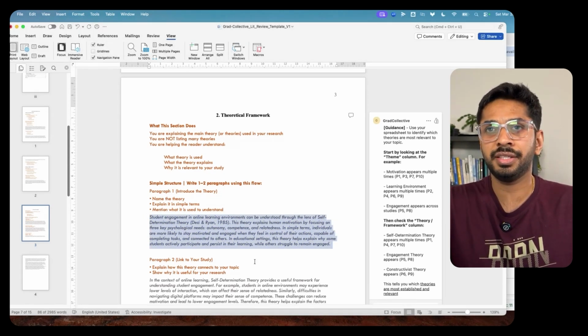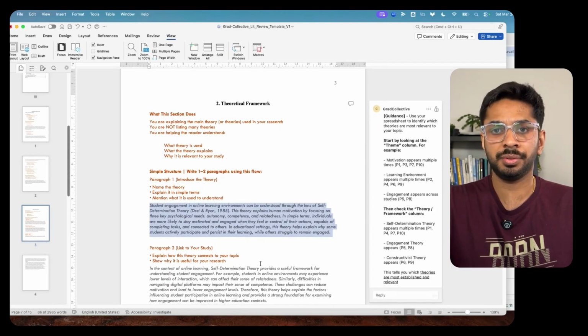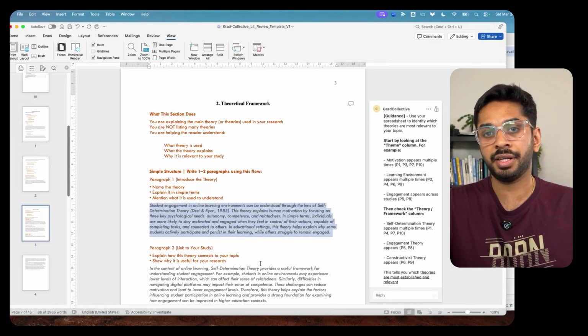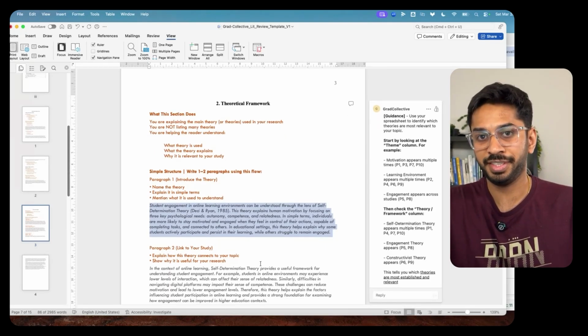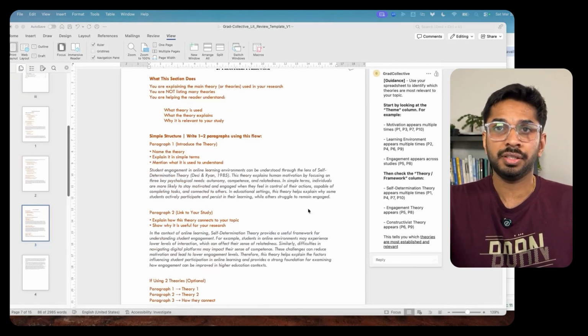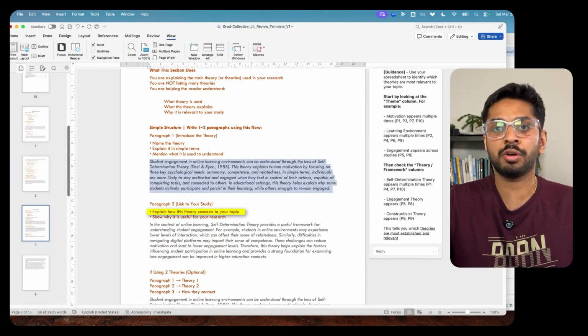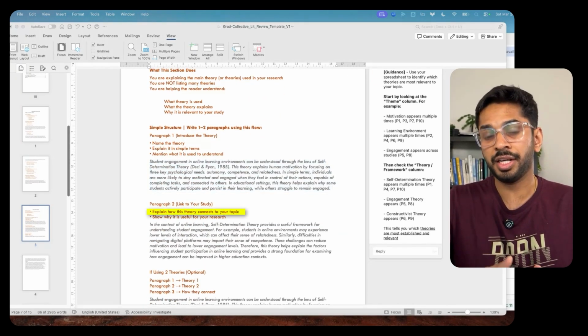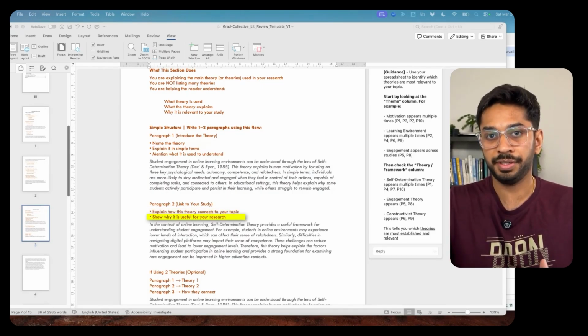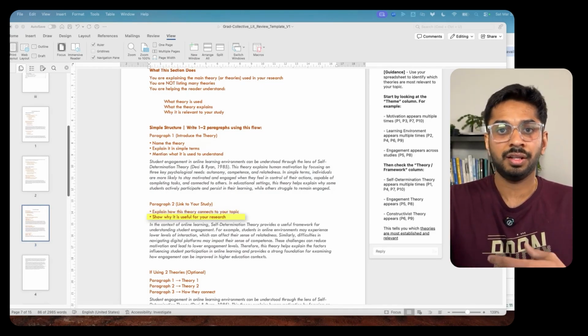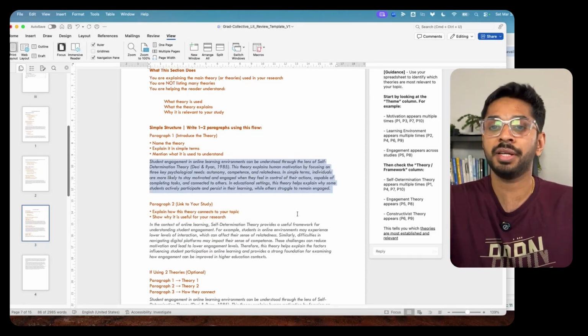So the idea here for this section is to keep it very simple. You're explaining the theory like you would to someone new, right? And your paragraph number 2 that's given here is more about how does this theory relate to your topic? Why is it useful here? In other words, you're basically saying this theory helps explain my research problem.